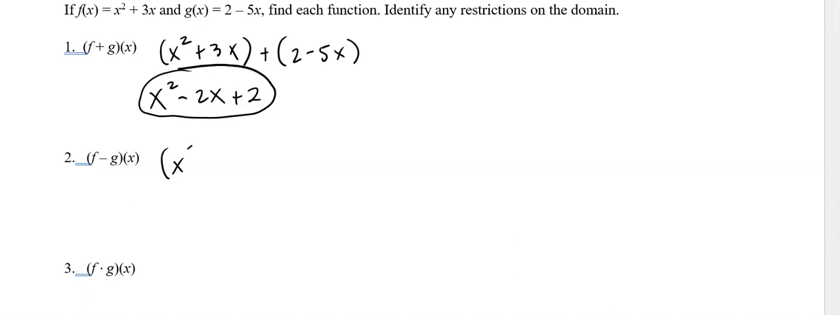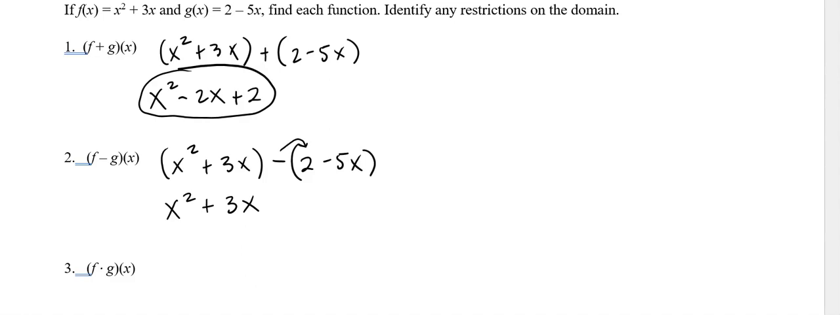So I put the f function first, and then I subtract from it the g function. Subtraction can be a little tricky because we have to remember that we're subtracting both of these terms in this g function. So for that reason, I would recommend distributing negative 1 here to both of these. Negative 1 times 2, negative 1 times negative 5x.